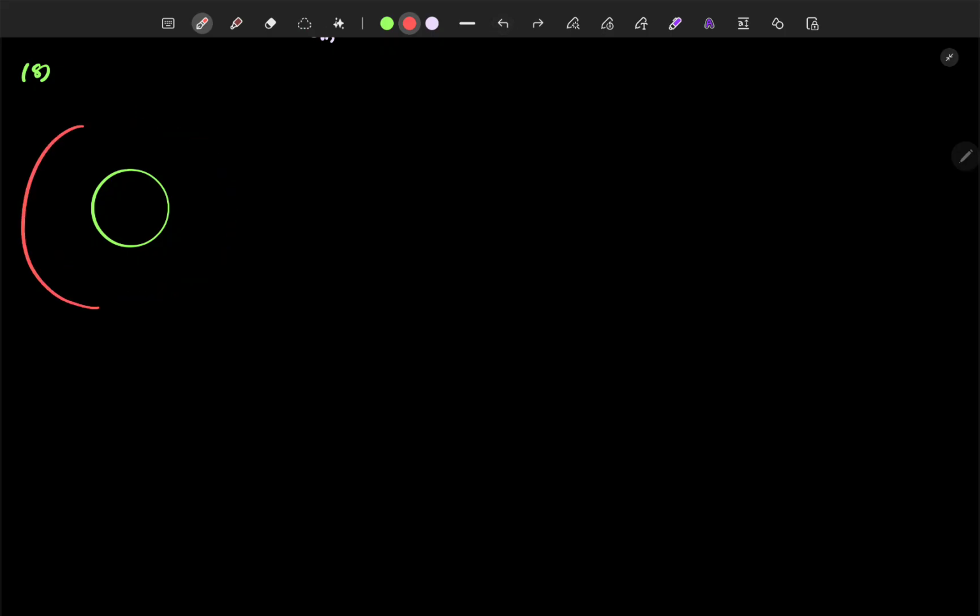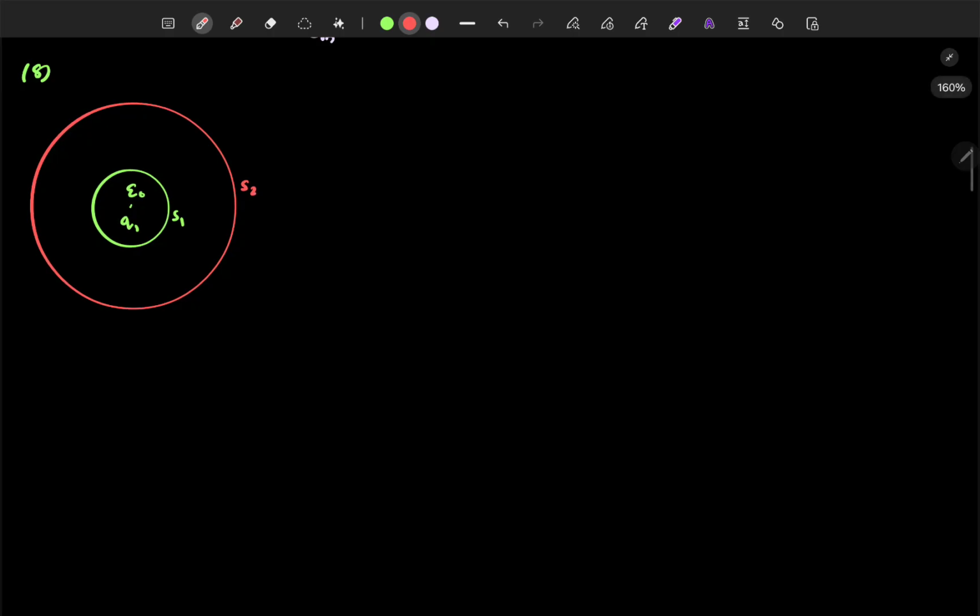These are two Gaussian spheres. Let us think that. Inside the green color Gaussian sphere, the charge present is Q1 and the permittivity is epsilon naught. This is sphere 1. And in sphere 2, the charge present is Q2 and the permittivity is epsilon naught.